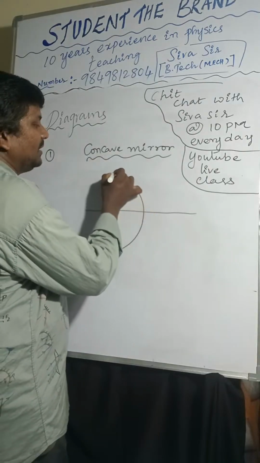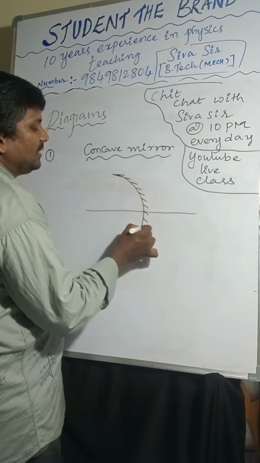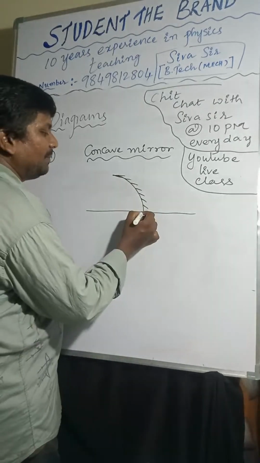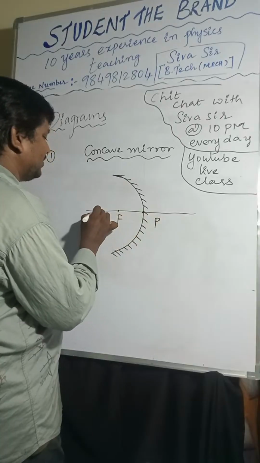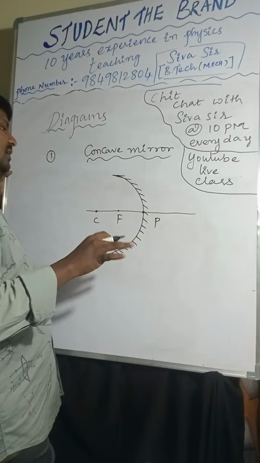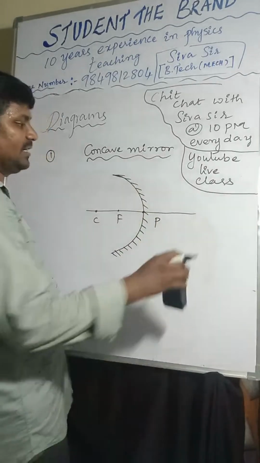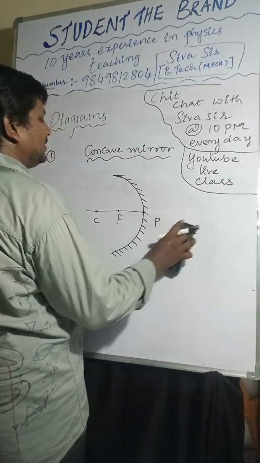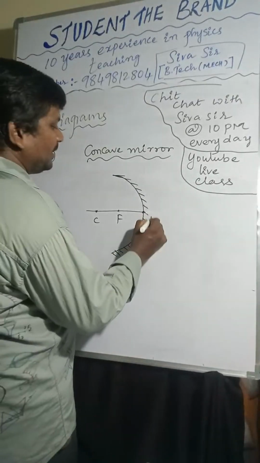So after that, you can draw the silver coating here. And also mention the points: pole, focus, and center of curvature. If you draw the diagram this way, you don't need to extend the line too much, only until P. Here it's enough. If you draw like this, it's also fine. So you can take P here.